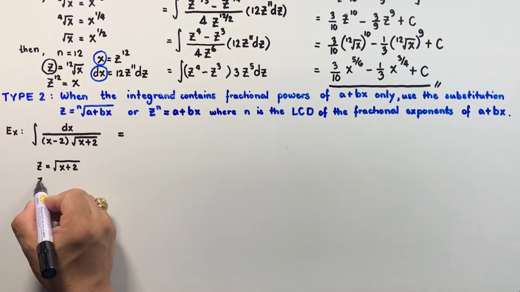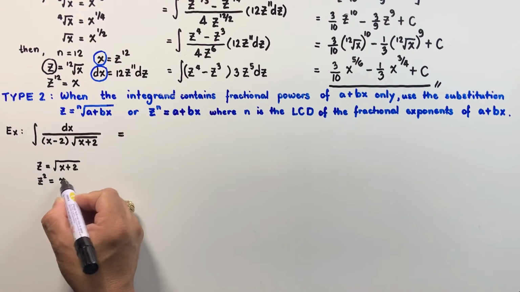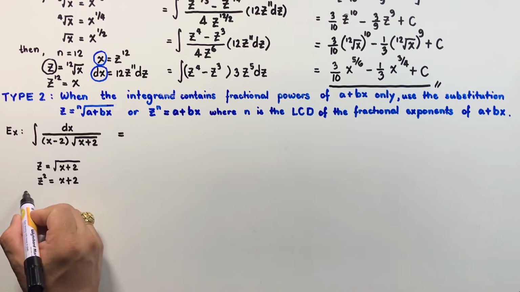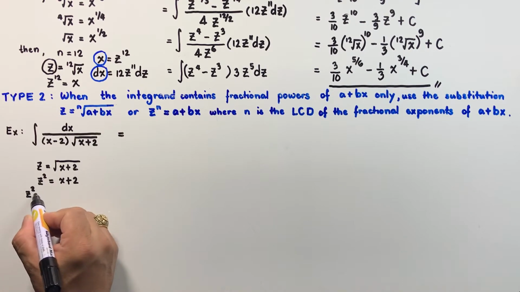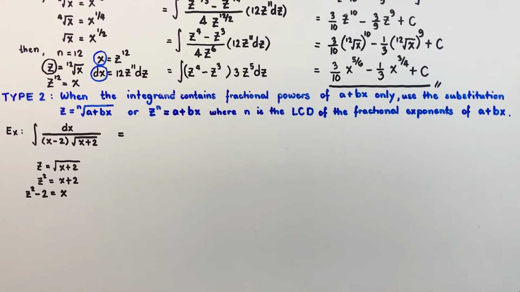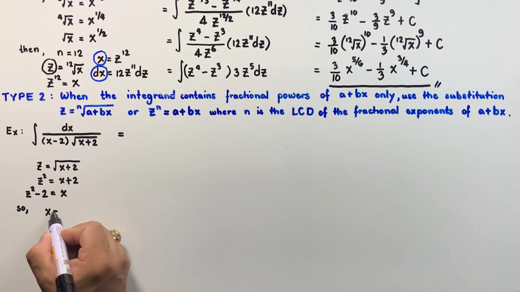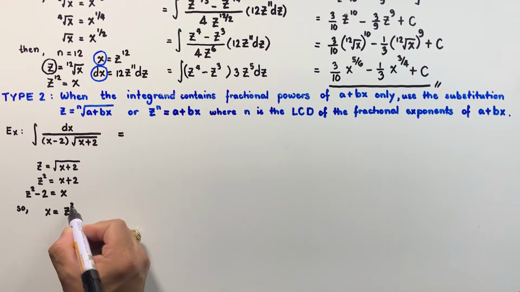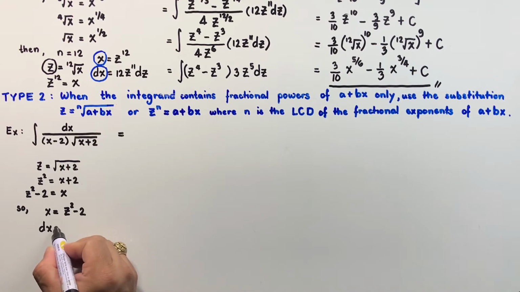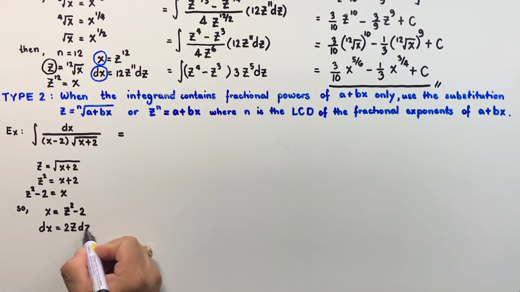So squaring both sides in this equation, we have z squared, which is equal to x plus 2. And subtracting both sides of the equation by 2, we have z squared minus 2 is the value of our x. So therefore, we say that our x is just z squared minus 2. And our dx is just the derivative of z squared minus 2, which is 2z dz.